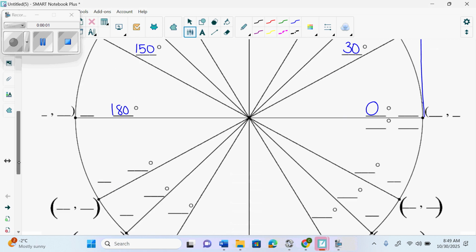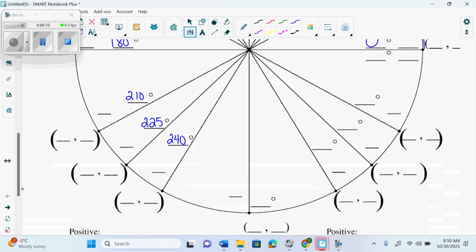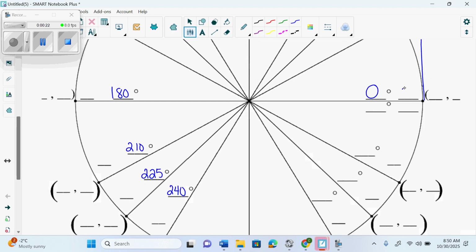This way. 30, 45, 60, 90 still. So 180 plus 30 is 210. 180 plus 45 is 225. 180 plus 60 is 240. 180 plus 90 is 270. Then we work our way back to the 360.